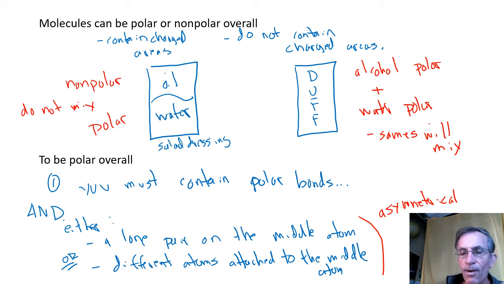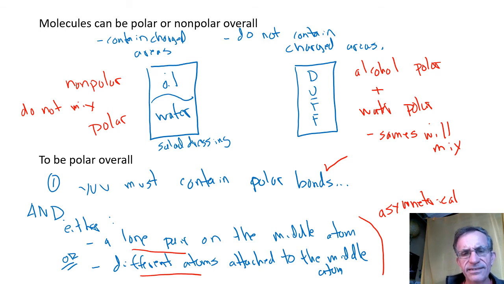Okay, so we're going to get to examples in a minute, but let me just go over this one more time. To be polar, you have to have a polar bond. All polar molecules contain polar bonds. But just having polar bonds isn't enough. In addition to polar bonds, you either have to have a lone pair on the middle atom, or polar bonds and different atoms attached to the middle atom. One of those two has to also be there.